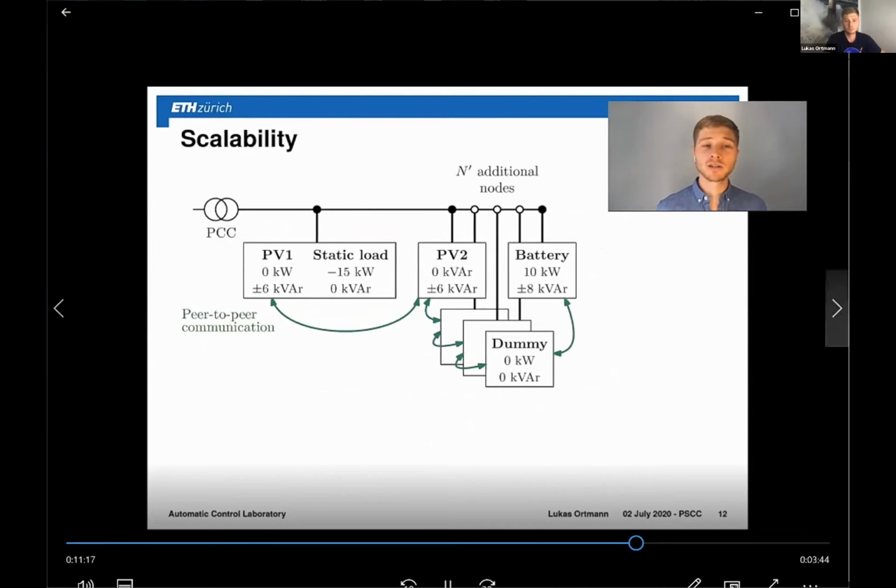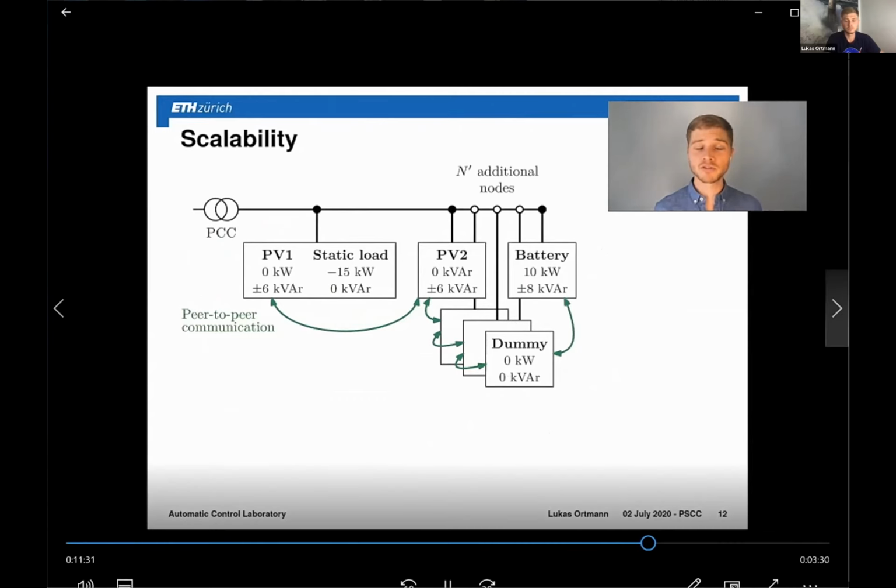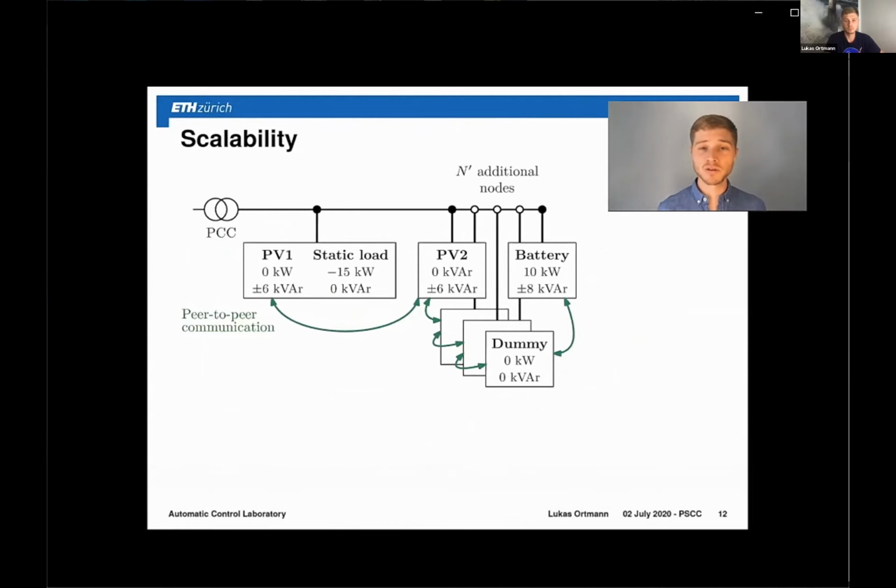Now let's look at the scalability of this approach. Up until now, we only had 3 nodes in this communication scheme. And what we're going to do now is analyze what happens if we add n dummy nodes in between. Why do we use dummy nodes without any active or reactive power capabilities? Because then the optimization problem still has the same solution and everything stays the same. So here we're just looking at the communication and the problem setup if we have more nodes.